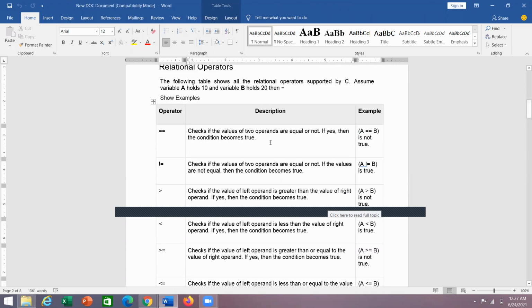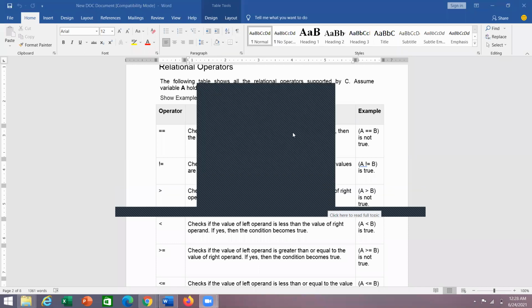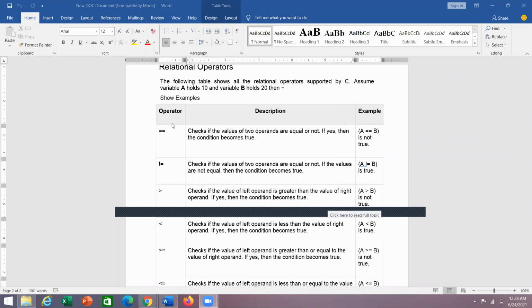Here, double equals checks if the values of two operands are equal or not. So what will it be checking? It will check whether the two operands are equal or not. And if yes, then the condition becomes true.